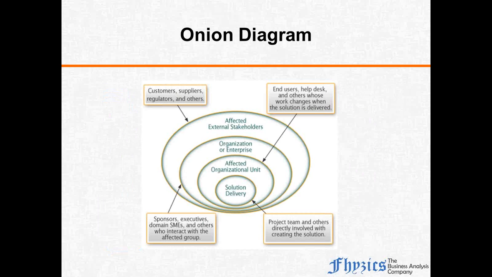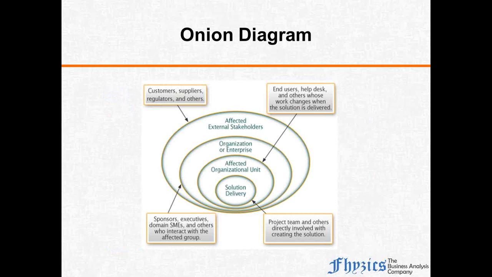As we move on into the various techniques of identifying stakeholders, we will get more and more classification on this. So the onion diagram is a very simple tool to group or categorize our stakeholders into these 4 groups.